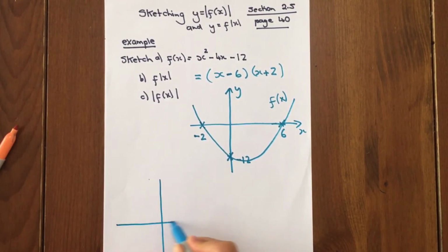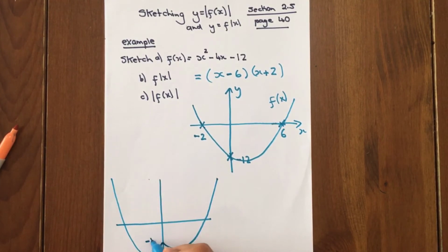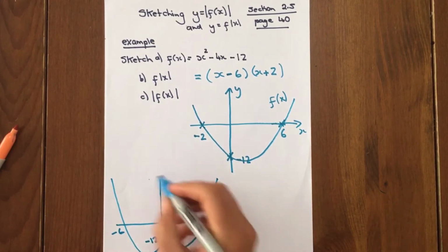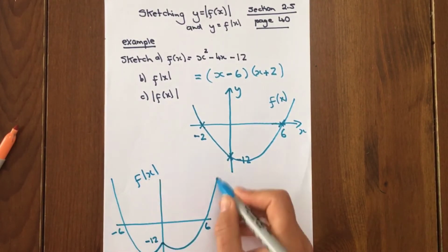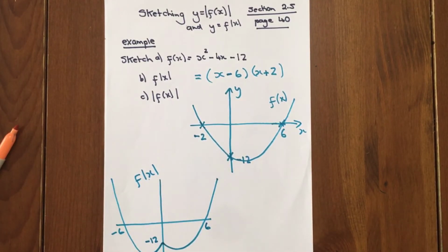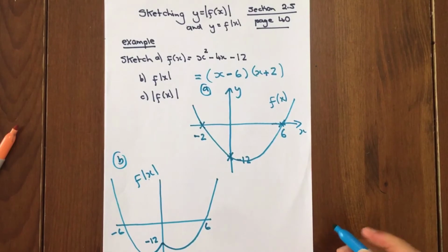Right, if I wanted to plot f of the modulus of x, what we know happens here, I'll just draw a new sketch, is everything stays the same for the positive x values and it flips. So I've got -12, this will be 6 and this will be -6. And you get this kind of, well, bum shape. This is part A.